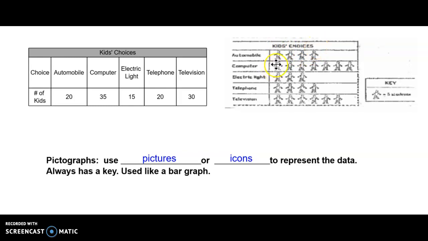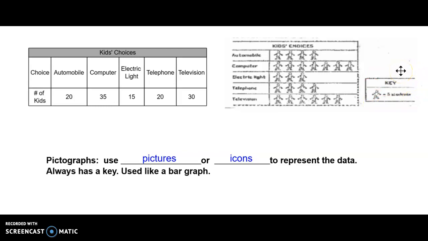And the computer, I have 5, 10, 15, 20, 25, 30, 35. So I have 7 little people because 7 times 5 is 35. So the numbers for a pictograph from your data table don't totally match up with your icons because each icon doesn't just stand for one thing. It stands for whatever the key said.